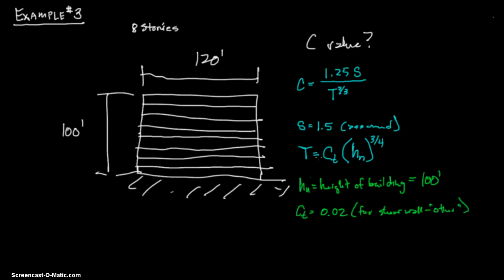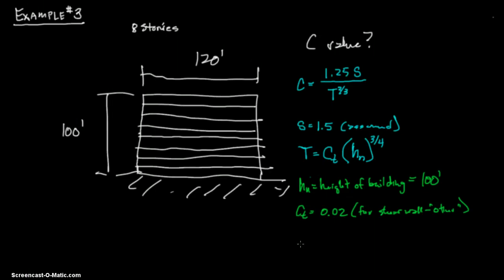Who knows? They might just go ahead and skip over the whole thing and just assume something for a C value. It kind of depends on who you're dealing with and whatnot. Anyways, moving right along. Now we can go ahead and solve for T.